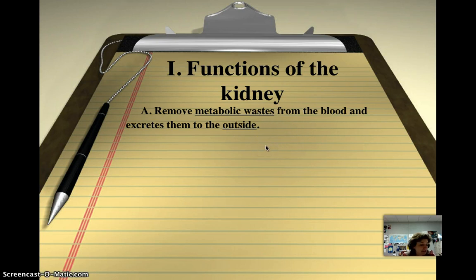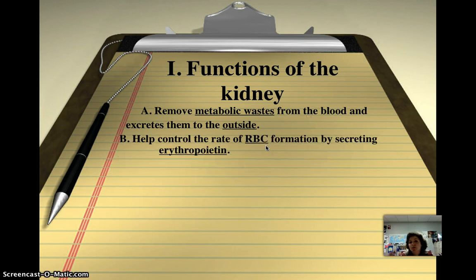Second function of the kidneys is that they help to control the rate of red blood cell formation, or RBC formation, by secreting erythropoietin. So erythro meaning red blood cells, or red. So your kidneys are very sensitive to a lack of oxygen, so they tell the bone marrow to make more red blood cells when there's a decreased amount of oxygen. We've talked about that several times this year.